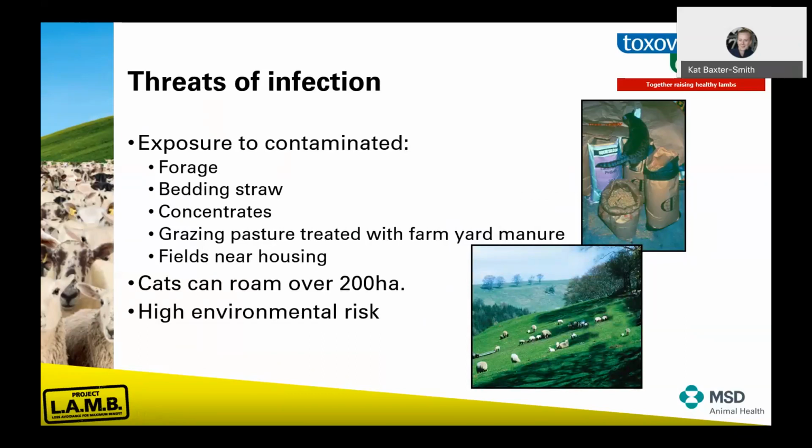And they can roam as well, over 200 hectares. People have done studies on cats where they've put collars on them to see how far they will roam. And it's surprising, like one farm has been shown to be visited by 5 or 6 cats from different sources. So it's very easy for that infection to spread. So the risk really comes from the environment.